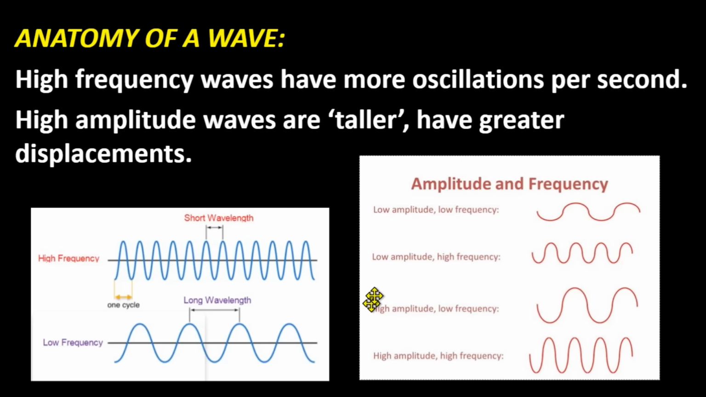So for example, we can see a low amplitude wave is very short, and has a low frequency, which means that the waves are further apart, they don't occur as often. But if you look at a high amplitude, high frequency wave, we can see that the waves are taller and they occur more frequently or more often, so they have a higher frequency.